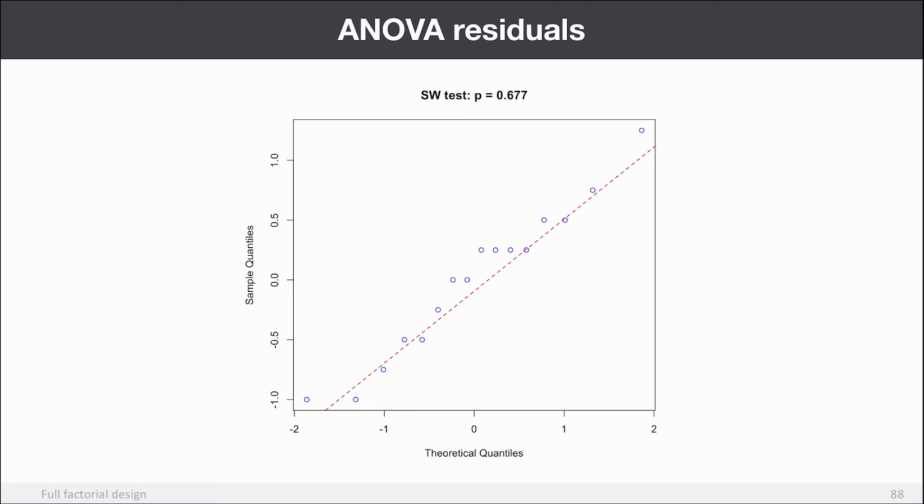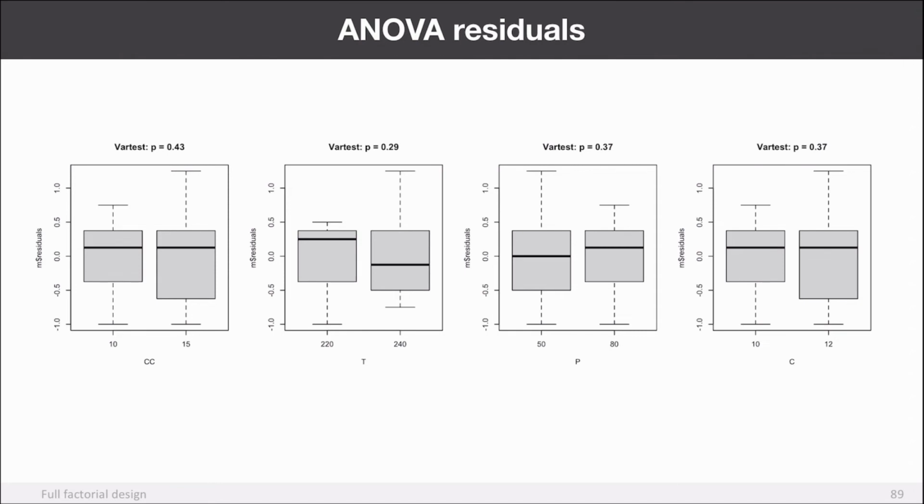So first of all, we look at the residuals. Again, we use a QQ plot for residuals and also make a Shapiro-Wilk test for normality. And it seems to be all okay. And then finally, we also make the test for the homogeneity of variance.